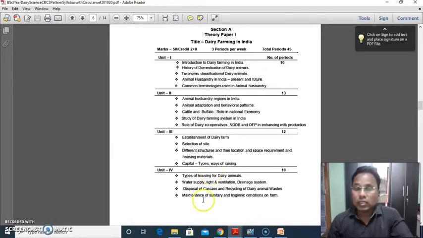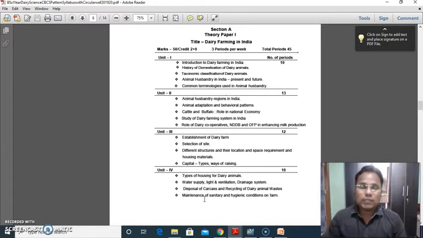Then for dairy, the different types of housing are available, for example head to head, tail to tail, free range, water supply, light, ventilation, drainage system, disposal of carcass, recycling of dairy animal waste, and maintenance of sanitary and hygienic conditions on the farm. So when we start the dairy farm, we require water, light, ventilation, and the drainage system. All these points will be studied under this unit, number 4.